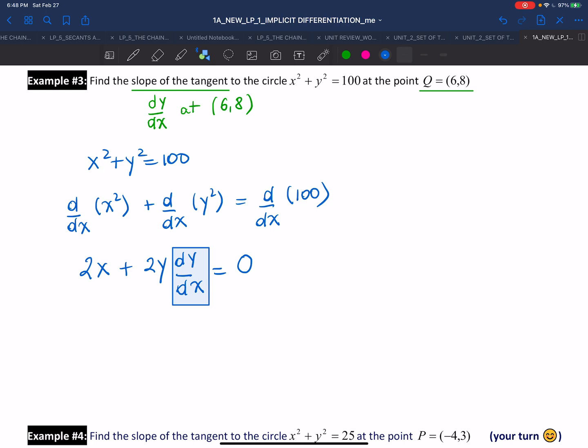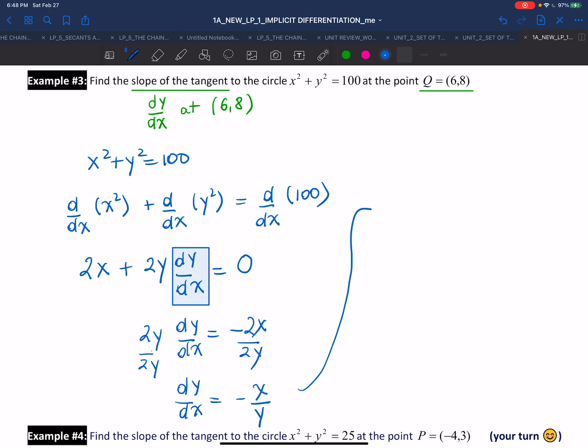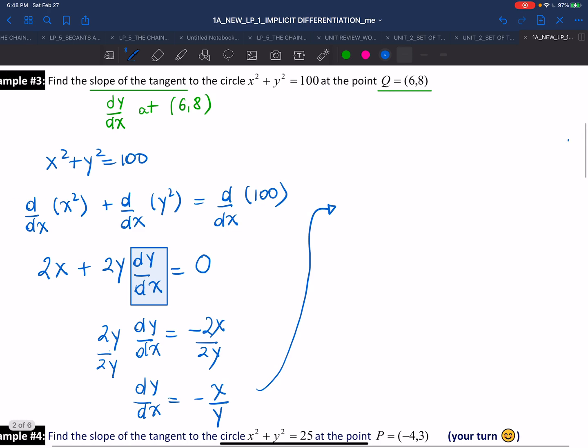So we are solving for dy dx. So we want to isolate it. So then we'll write 2y dy dx equals negative 2x. Divide both sides by 2y, and then we get dy dx equals negative x over y. So we're very close to finding the slope of the tangent.